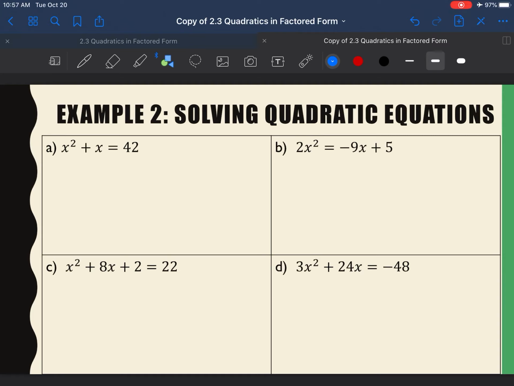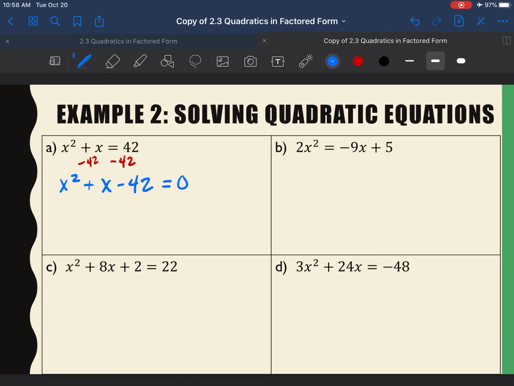So if you remember from the last lesson, in order to solve any of these, they have to be equal to 0. This first one is equal to 42 though, so to make it 0, I need to minus 42 on both sides. So minus 42 and minus 42. So I get x squared. I can't combine the 42 with anything, so I just write plus x minus 42. Make sure that it is in that order. That part is important because we need it to be in that order in order to factor this.